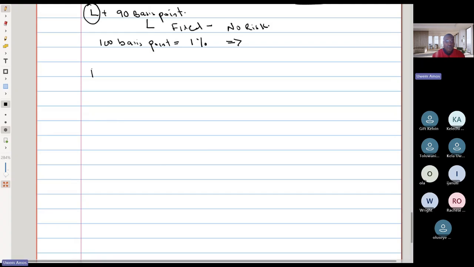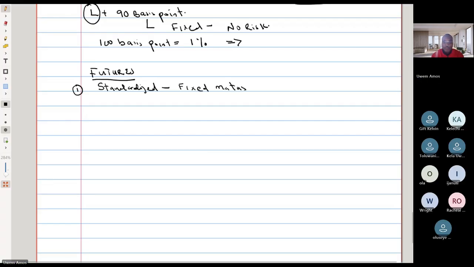So futures. One, as I go back to read the question, you see some of these futures. One is that futures are standardized. In other words, they have a fixed maturity date. So unlike FRA, where you can just agree a particular time, futures have a fixed maturity date.